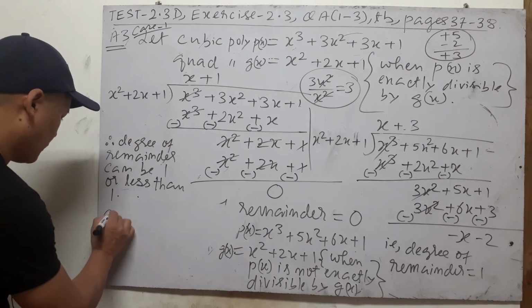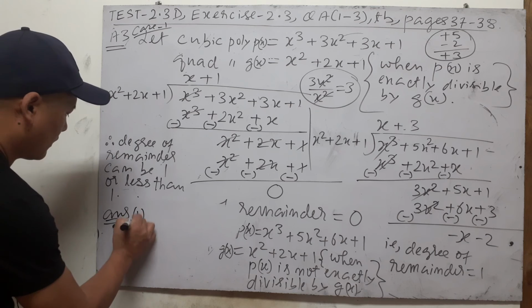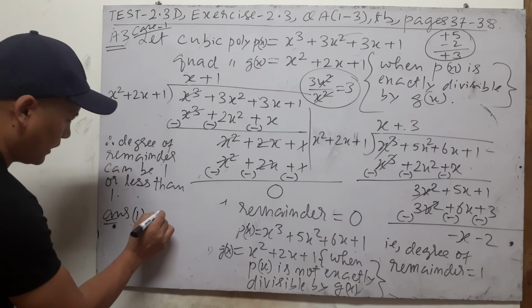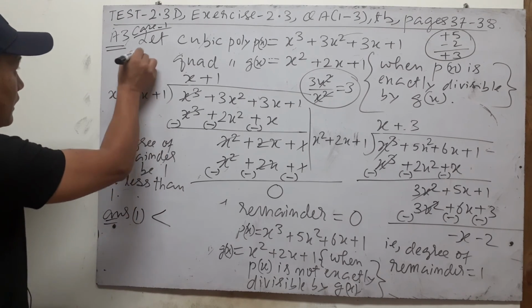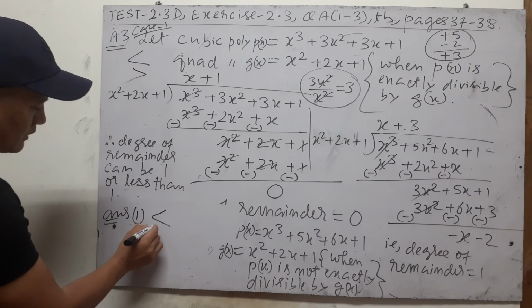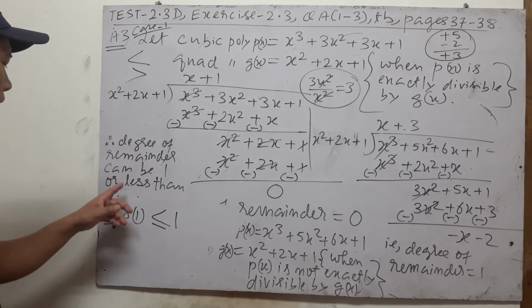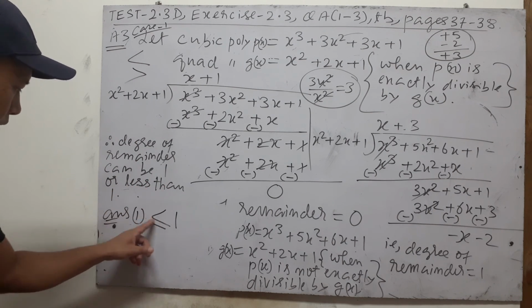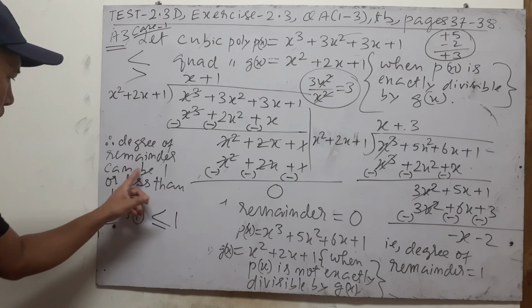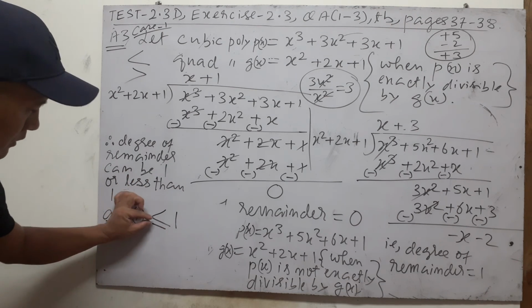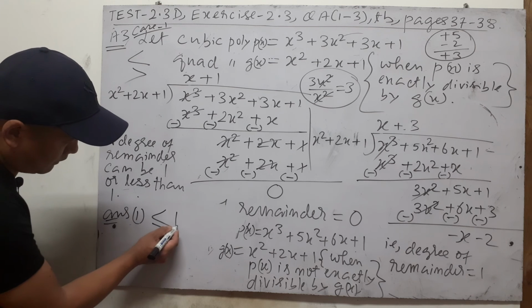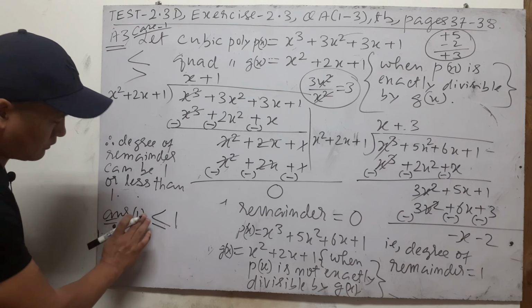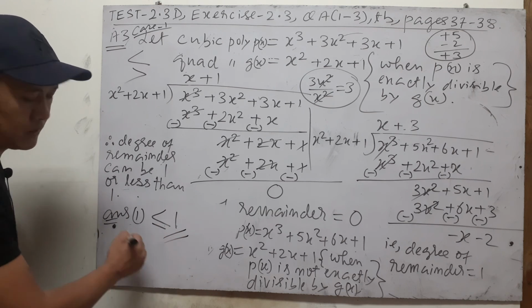So the right option is the one which says the degree of the remainder will be lesser than or equal to 1. This symbol is called lesser, and this one is called greater. See here, it is less than 1, or can be 1, meaning equal to 1. Equal to 1 or less than 1, so less than or equal to 1. So the first one is the answer.